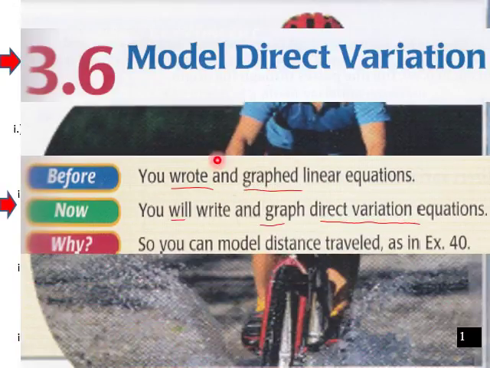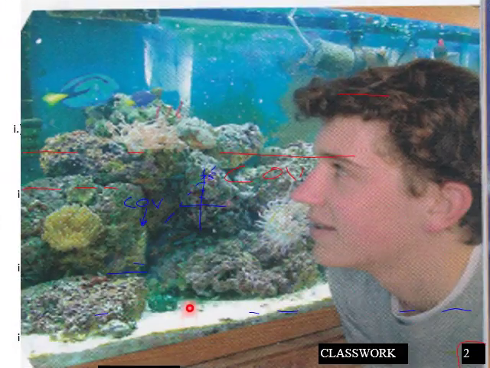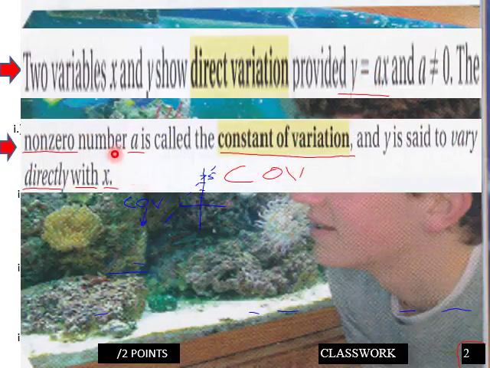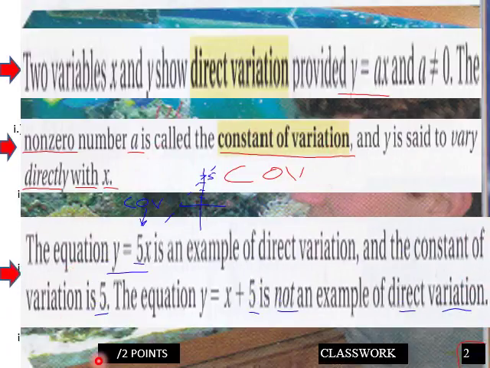Okay, modeling direct variation. You wrote and graphed linear equations. You'll write and graph direct variation equations. So two variables, x and y, show direct variation provided y equals ax and a cannot equal 0. Y equals ax. The non-zero number a is called the constant of variation, and y is said to vary directly with x. The equation y equals 5x is an example of direct variation, and the constant of variation is 5. The equation y equals x plus 5 is not an example of direct variation.